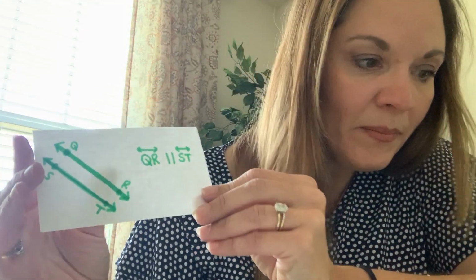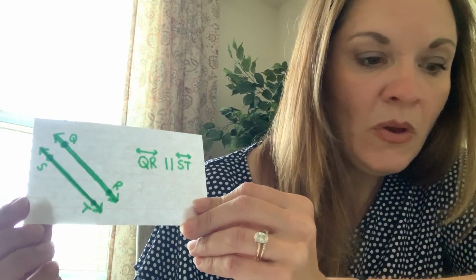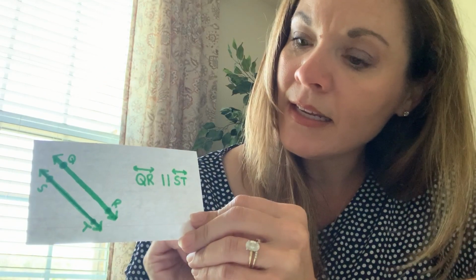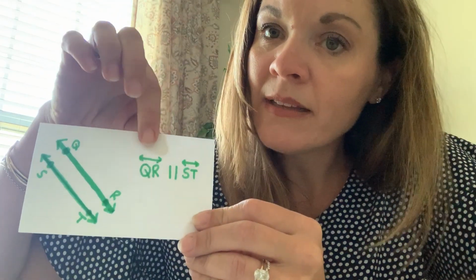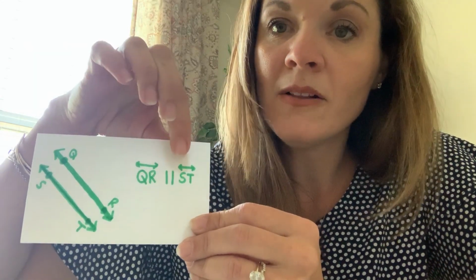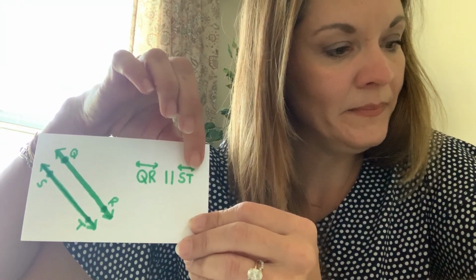In this example, we can say that line QR is parallel to line ST. We would record it like this, and we'd read it as line QR is parallel to line ST. Parallel lines have no points in common and they will never touch or intersect.